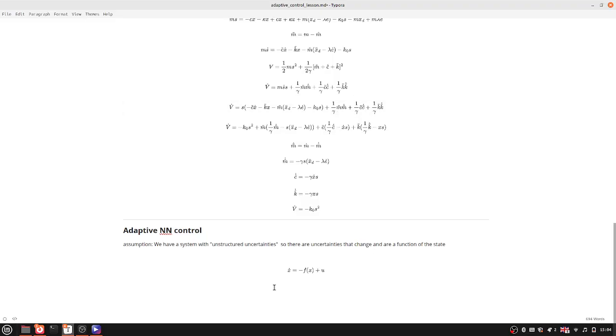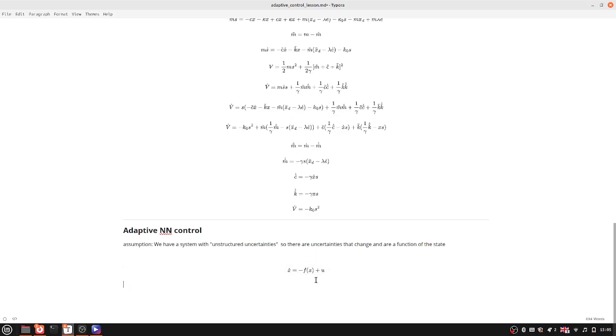Right, neural network, adaptive neural network control is used. I've written the assumptions here. We have a system with unstructured uncertainties, so there are uncertainties that change and are a function of the state. So here, state is x, and our uncertainties are this minus f of x being a function that changes, is dependent on x. We can't just design an adaptive controller for this because it first of all changes, so it's not constant. So our adaptive law falls apart.